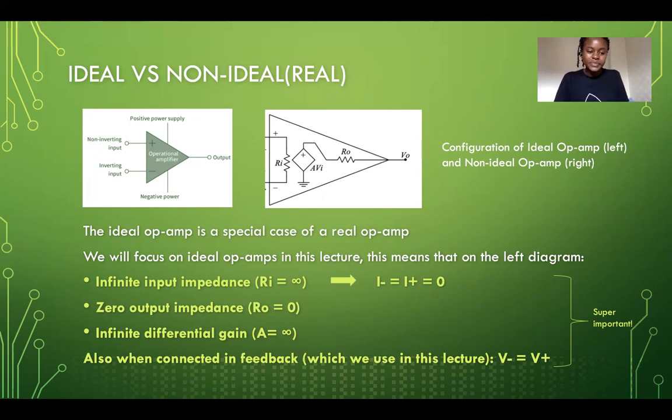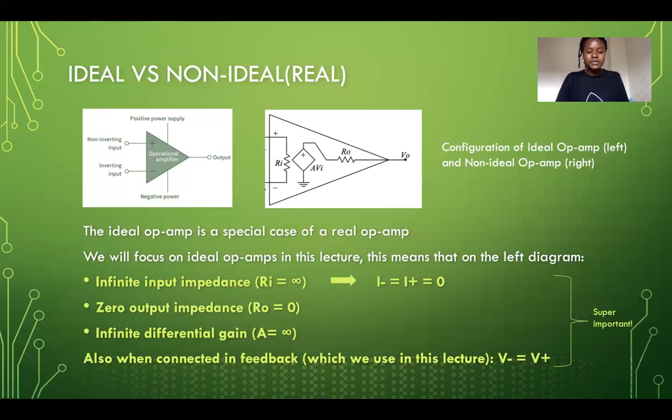Another thing that we can assume for an ideal op amp is that you've got zero output impedance. So RO there is equal to zero. And another super important one, last but not the least, is that we've got infinite differential gain. That means A in the diagram there on the right has a gain of infinity.